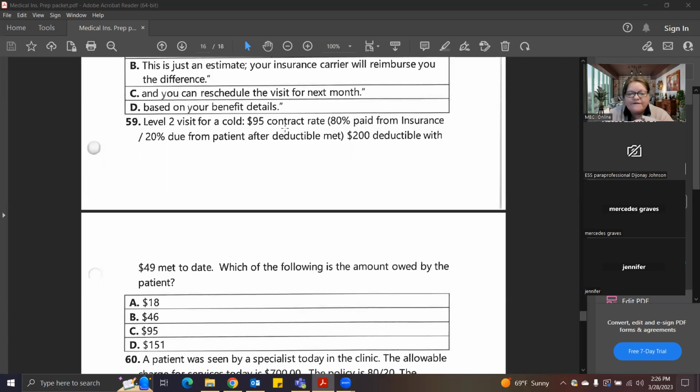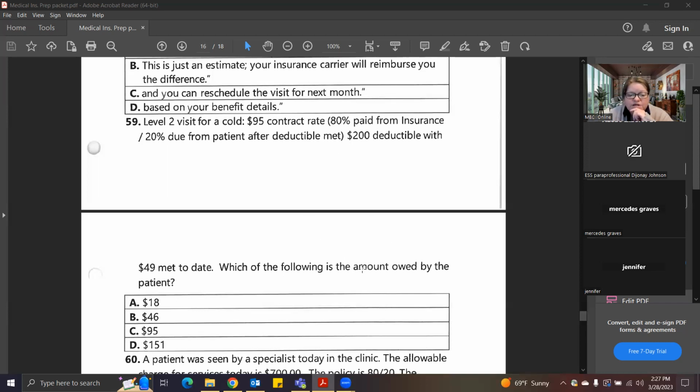We're looking at $95 contract rate, which is the allowable. That's the contracted rate between the insurance and the provider. That's your allowable, this $95, right? All right, so 80% paid from insurance, 20% due from patient after deductible is met. That's their co-insurance, right? 80% for the insurance company, 20% for the patient, but it's after the $200 deductible. All right, so the patient has only met $49 of their deductible so far this year.